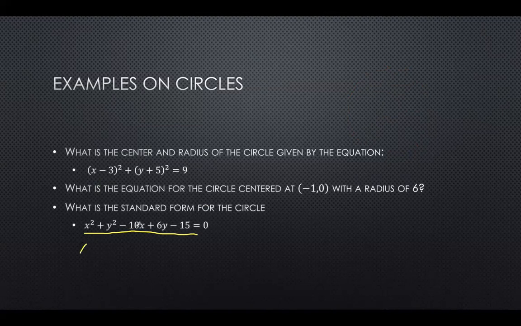First, you group the x terms together and the y terms together, so we have y squared plus 6y. And you put the number on the other side of the equation. On the left, you have minus 15, so you add 15 on both sides of the equation. So on the left, you have 0, on the right, you have 15. So far, so good? Okay.